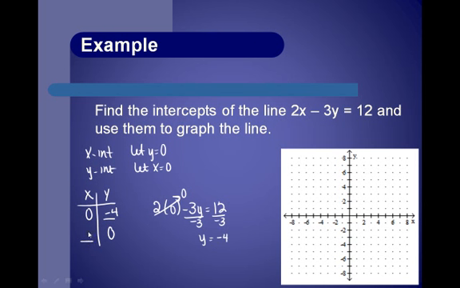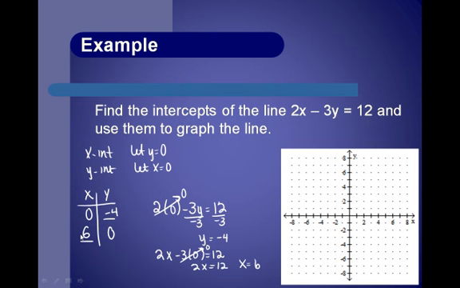For the second part, we're going to let y be 0, so we get 2x minus 3 times 0 equals 12. In this case, 3 times 0 is 0, so that part's gone, so we get 2x equals 12. Dividing by 2 gives us x equals 6. So there's our two ordered pairs.